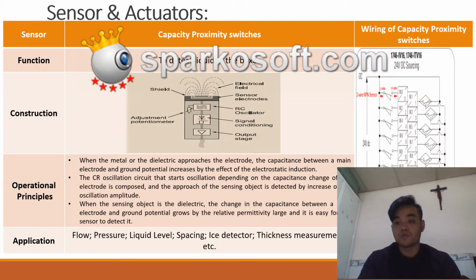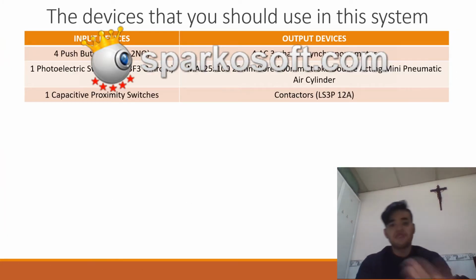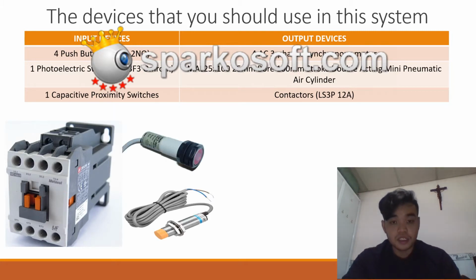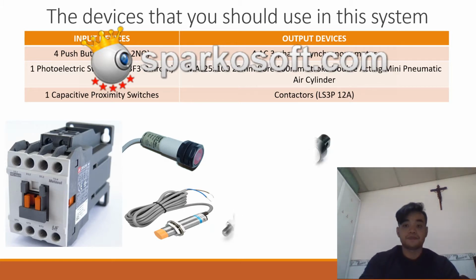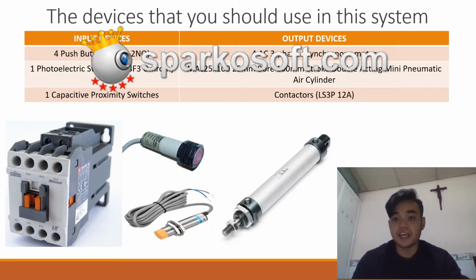For the wiring of this, we have a two-wire NPN sensor or a three-wire NPN sensor. The devices that you should use in this system: the first one is the contactor, LS2P 12 ampere; second is the capacitive proximity switch and the Omron E3F3 photoelectric switch; and the double-acting mini pneumatic air cylinder.